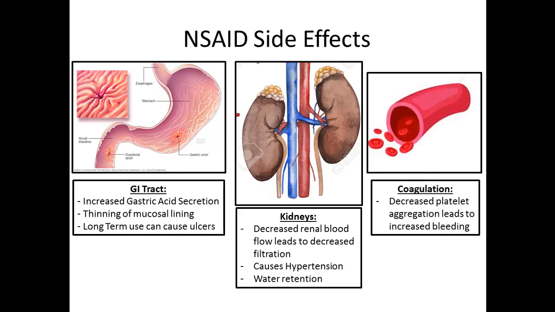And another really important side effect to know about with NSAIDs is their effect on platelet aggregation. So if someone is prone to bleeding or we think that they're bleeding, NSAIDs are probably not the best option because you're going to inhibit their coagulation cascade. Again, another example of this would be a liver patient or a renal patient whose platelets aren't working right at baseline, and then you're giving them a drug that's going to make them even less effective.